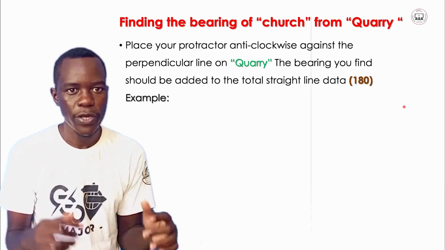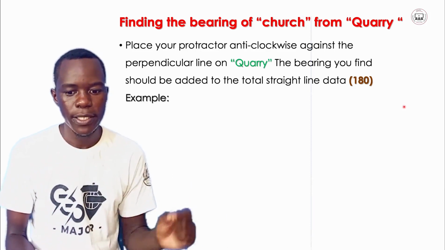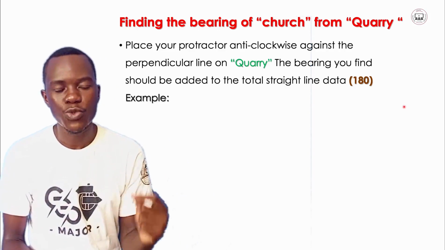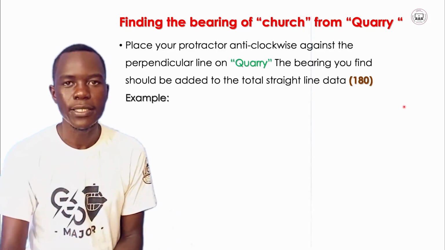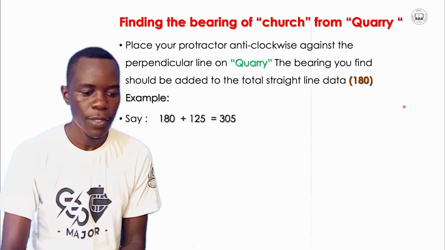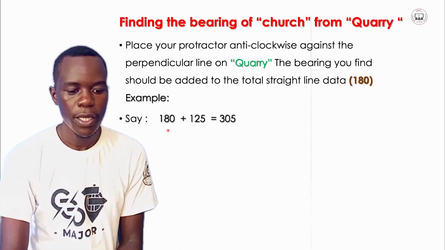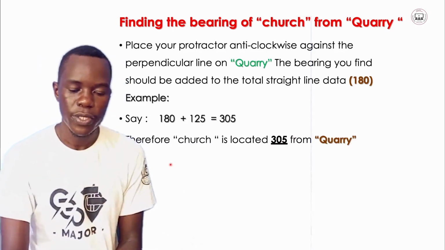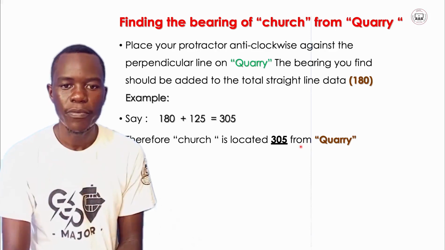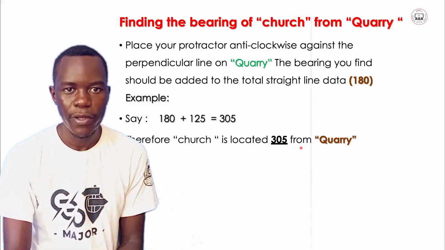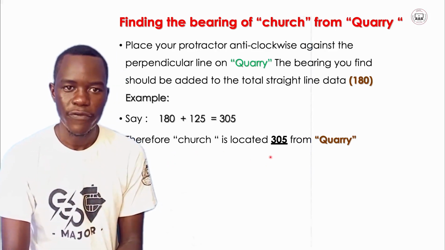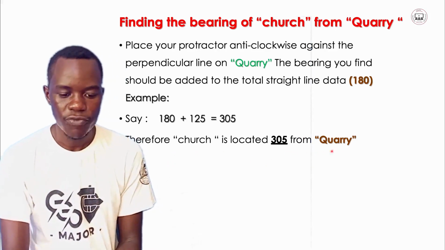Now, in order to find the total bearing, you add the 180 plus the other degrees which may be found after that straight line. So this is what we were saying. Then you say 180 plus 125, which is 305 degrees. So therefore, we say the church is located at 305 degrees from parallel.